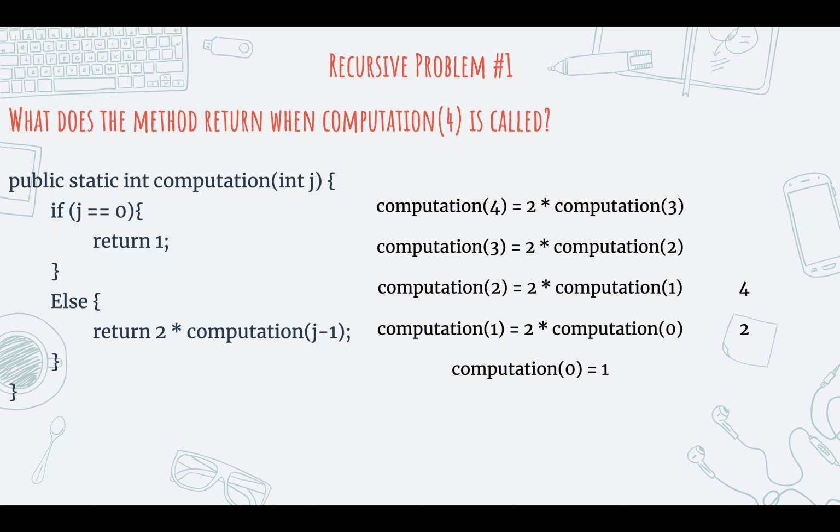2 times 4 is equal to 8. And then 2 times 8 is equal to 16. Through this algorithm, we've pretty much found out that computation 4 is equal to 2 times computation 3, and computation 3, as we said before, is 8. So 8 times 2 is 16. So our final answer when we call on the computation method with the argument, integer 4, should return 16.